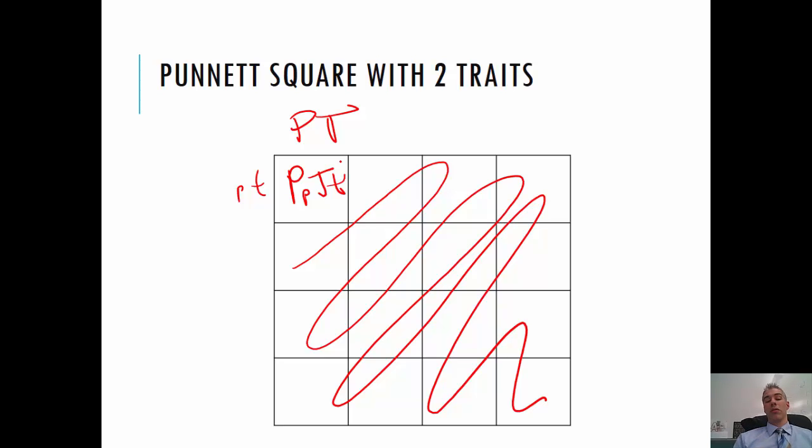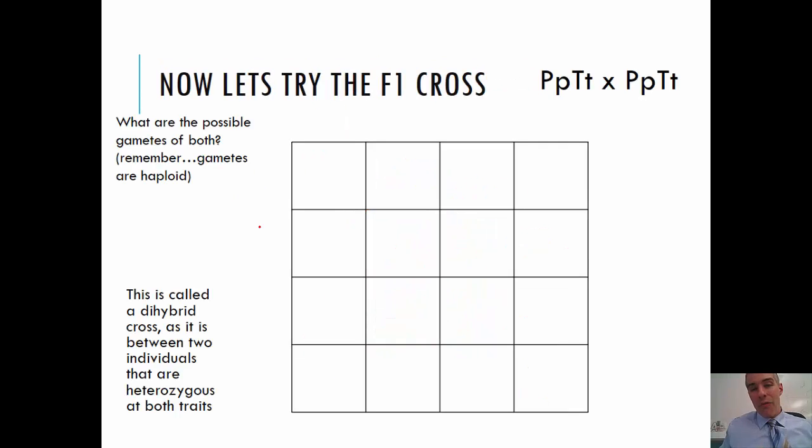Now when you write these, you always write traits with each other, and you always write the dominant trait first. So every single one of the individuals, the only type of individual we can get from this cross is an individual that is heterozygous at both traits, or a purple tall plant that is heterozygous. But the F1 cross is a little bit more complicated than that.